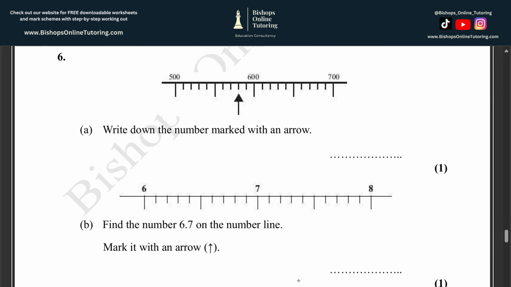Write down the number marked with an arrow. So 500 is here, 600 is here. This is our midpoint over here, which will be 550. So clearly it is going up in tens. So let's count up from 550. So 560, 570, 580. So the arrow is pointing to 580.